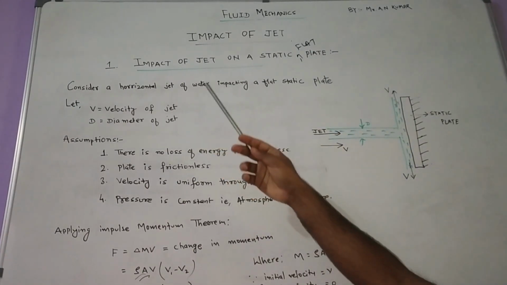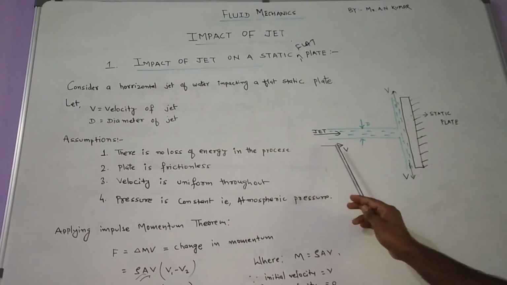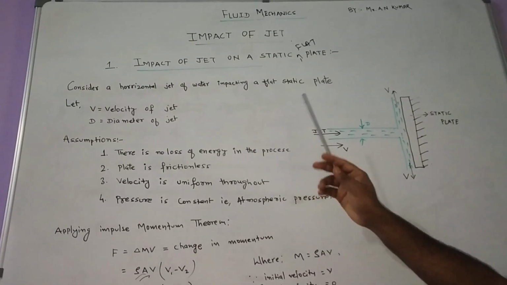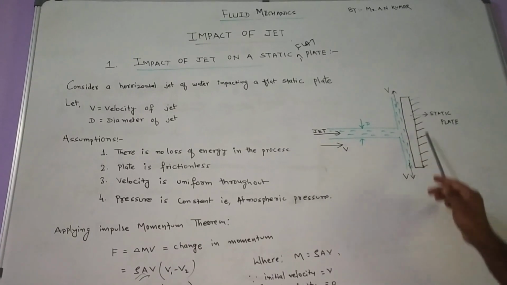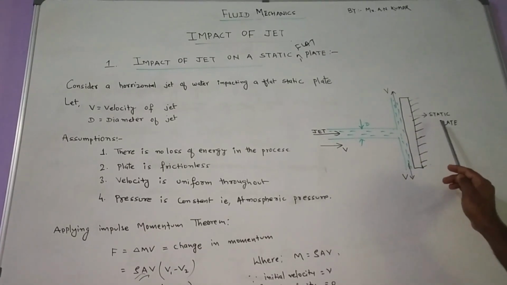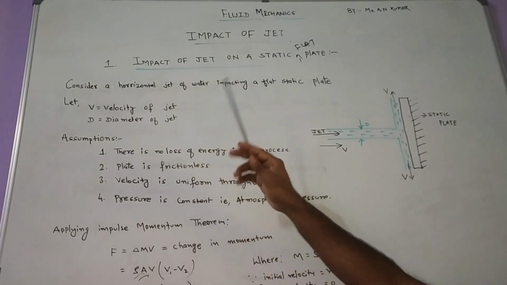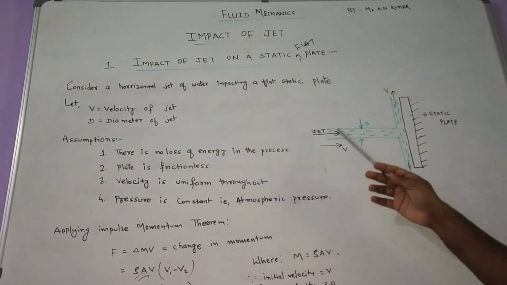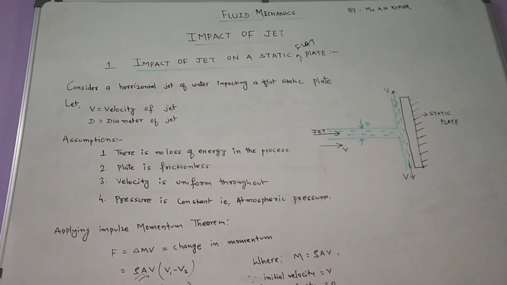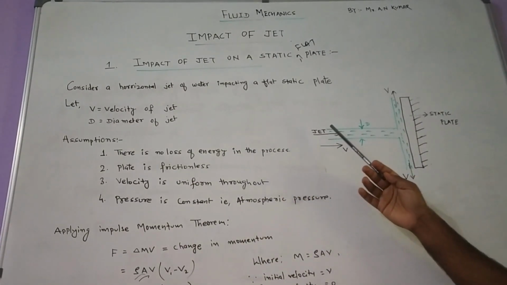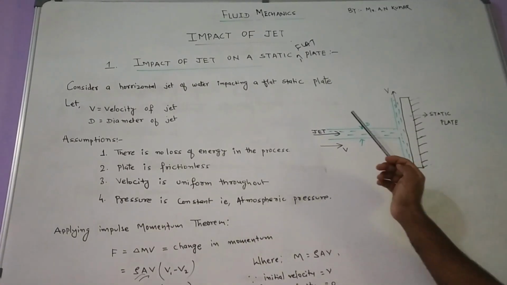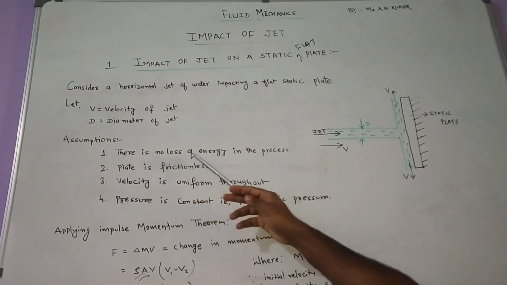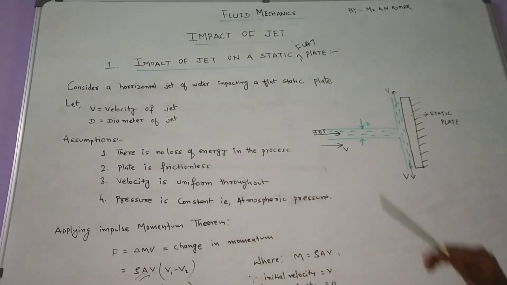So moving on to next, consider a horizontal jet of water impacting a flat static plate as shown in the figure. Let V is equal to velocity of jet and D is the diameter of jet which is falling on the static plate. So before that, we have to make certain assumptions before we derive expression of force applied by the jet on the plate. So what are the assumptions?